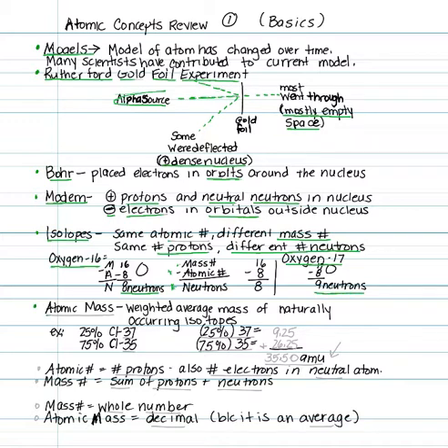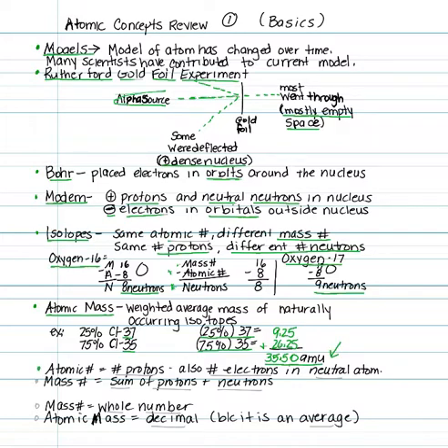Atomic mass is defined as the weighted average mass of all the naturally occurring isotopes. We take into account both the percentage and the mass for those isotopes. If we had an example where chlorine is made up of 25% chlorine 37, 75% chlorine 35, we take percentage times the first mass, and we get the number 9.25, 75% times the second mass, which comes out to 26.25, and then we simply add those two numbers together to get the average atomic mass.